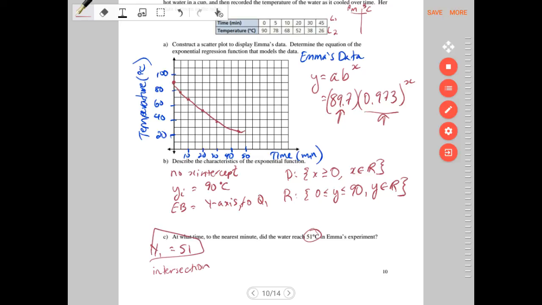Okay? Good. I found it to be at a time of 21 and about 3/4, 0.74 minutes. So that's how long it took for the temperature to reach 51 degrees. Okay, that's that example. Let's try the next page.